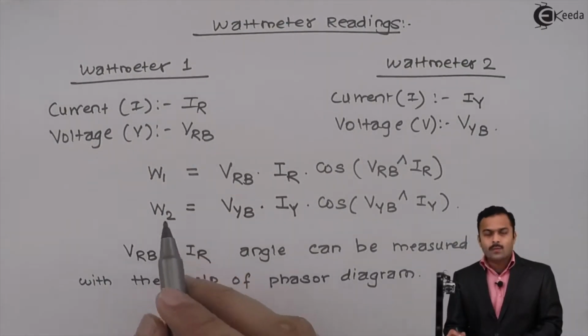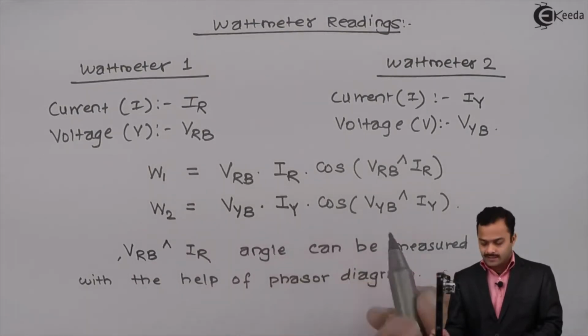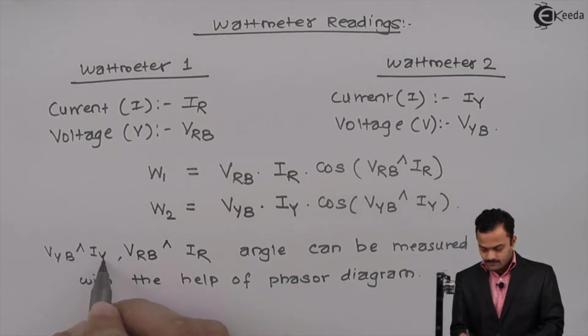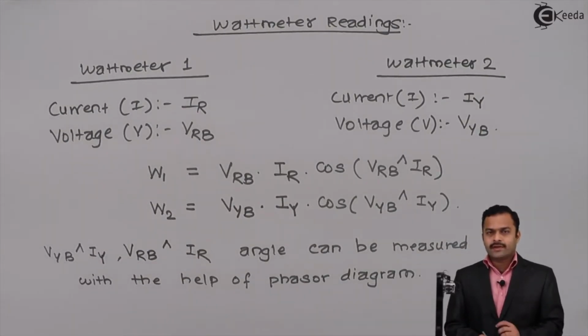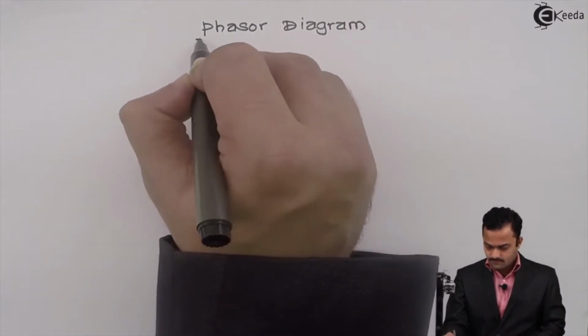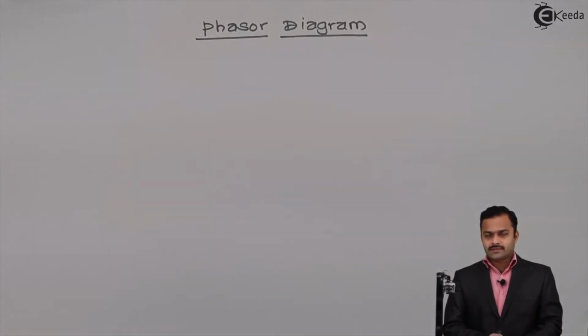So not only wattmeter 1 angle but also wattmeter 2 angle, and that is the angle between VYB and IY. So the next step is drawing a phasor diagram. Let's start with the phasor diagram. We always start with the phase voltages. The phase voltages are VRN, VYN and VBN. Since it's a balanced system, the magnitudes of the voltages are the same and the angle between them is 120 degrees.